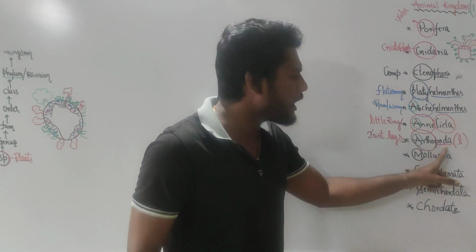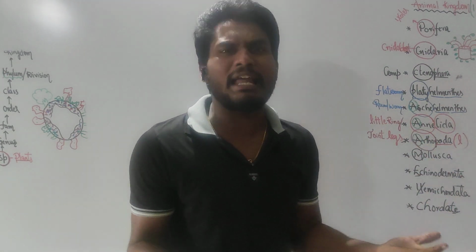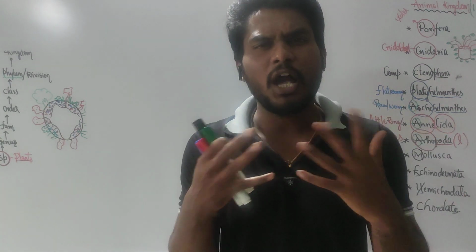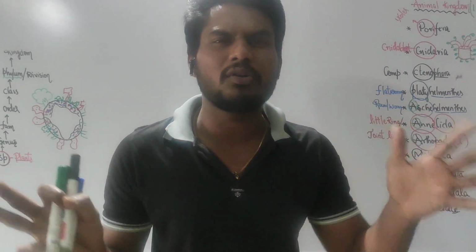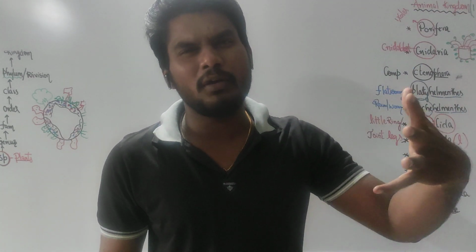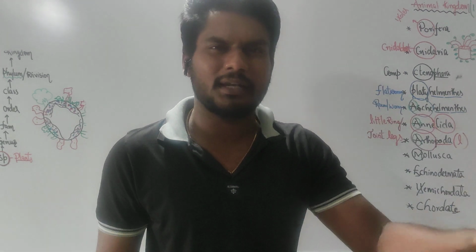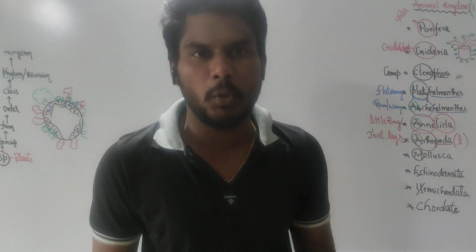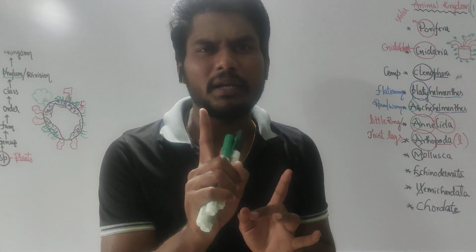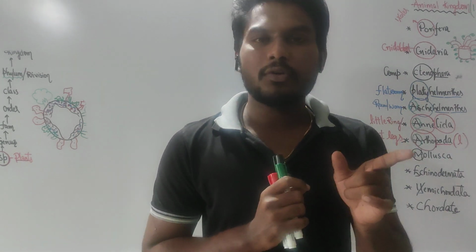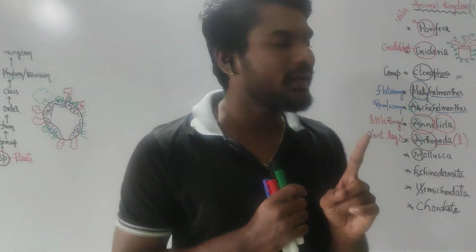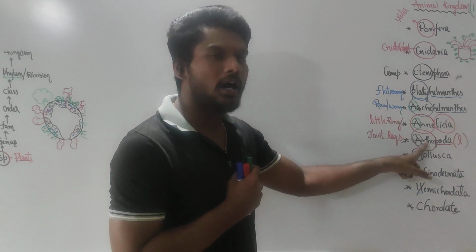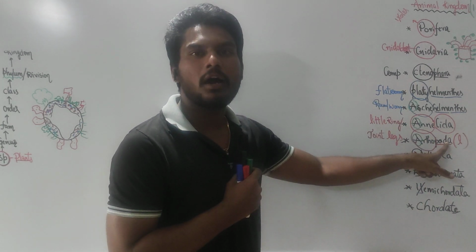Yes, arthropods are the largest phylum: all mosquitoes, all houseflies, all ants, all cockroaches, scorpions, millipedes, centipedes, crustaceans, prawns, all come under the arthropods. The best example is a housefly or cockroach, which has jointed legs. Joint means arthro, legs means poda. Arthropoda.